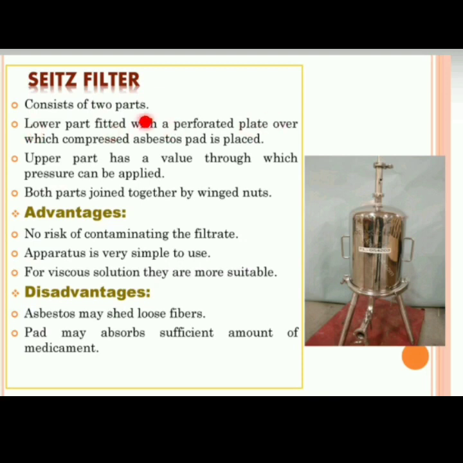It consists of two parts. The lower part is fitted with a perforated plate over which the compressed asbestos pad is placed, and the upper part has a valve through which pressure can be applied. Both parts are joined together by winged nuts. And the mechanism of this filter is similar to depth filtration.